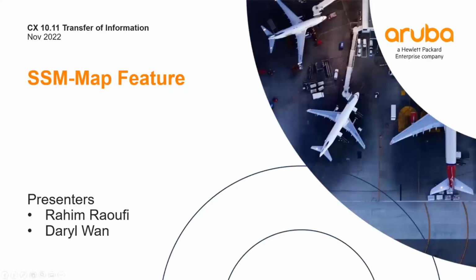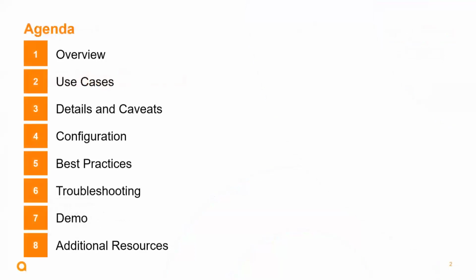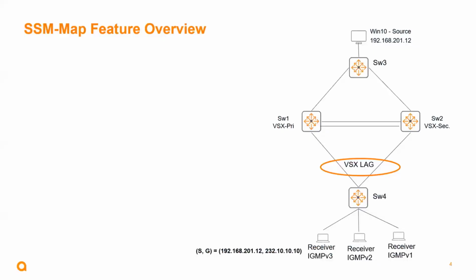Okay, so our next topic, or feature, is the source-specific multicast map feature. Again, our game plan overview for our agenda: we'll look at some of the use cases, the details and caveats, configuration, best practices, troubleshooting, and a demo, which will be done by Daryl again, and additional resources. So, overview. First things first, here we have an environment.